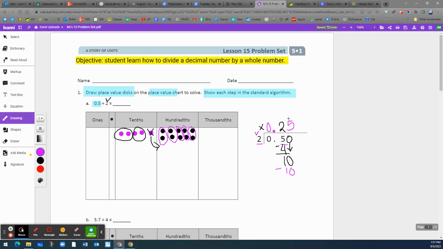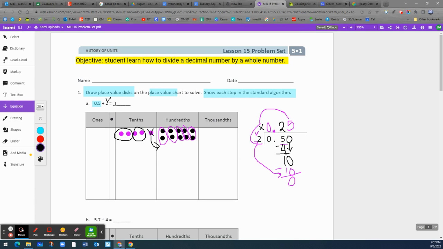Once again, I'm going to repeat that step. Once we write the answer in the quotient, we'll multiply the 5 times the 2 here, and the answer should go right below the 10. So that will be 10. And when you subtract 10 from 10, the difference is 0.